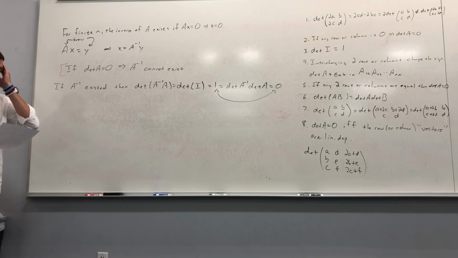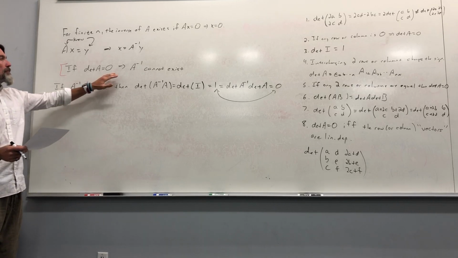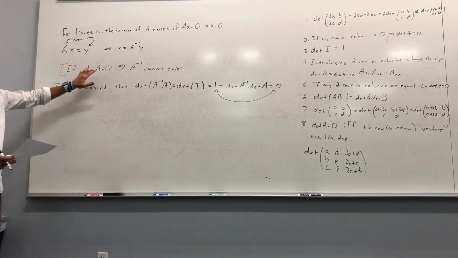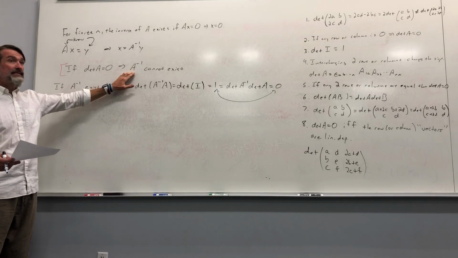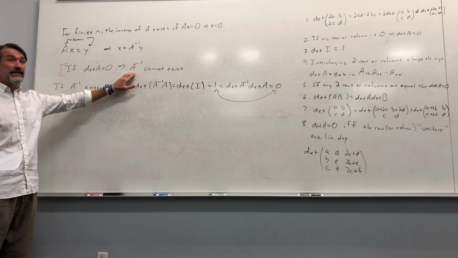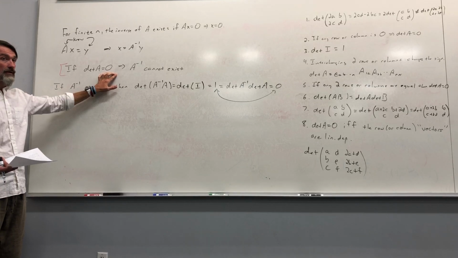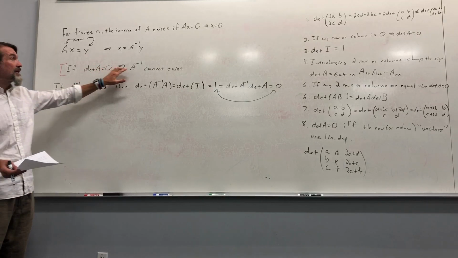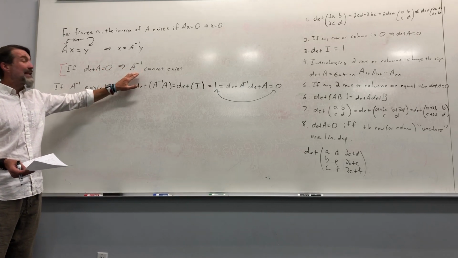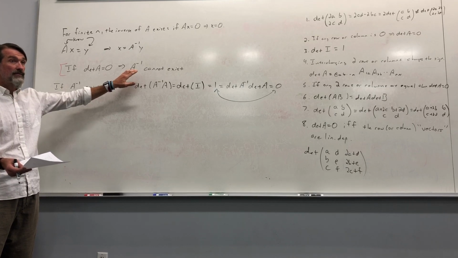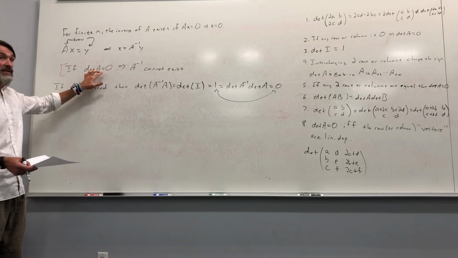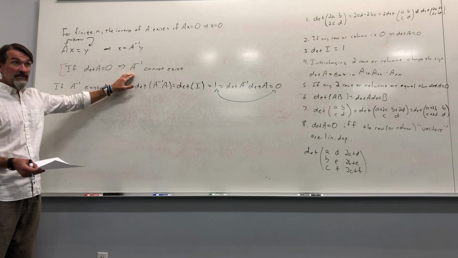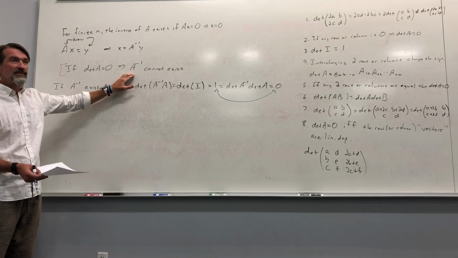Okay? Now note, we could have a situation where the determinant of A is not 0, and in that case, you might conclude that A inverse exists, but that's not what this is saying. This is only saying if the determinant is 0, then A inverse cannot exist. It is not an IFF statement, where it goes both ways. Okay?